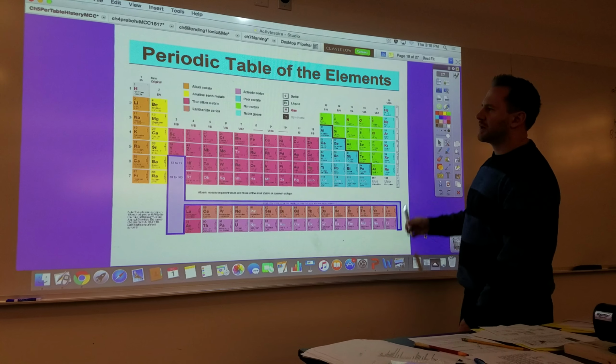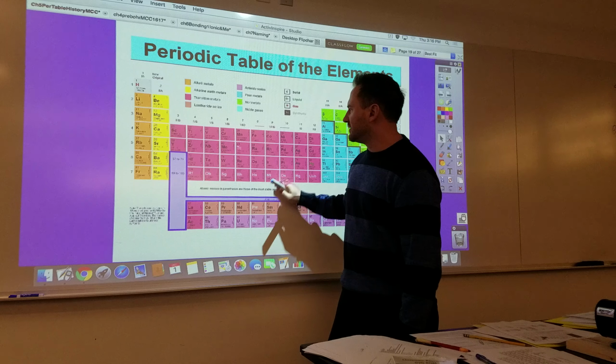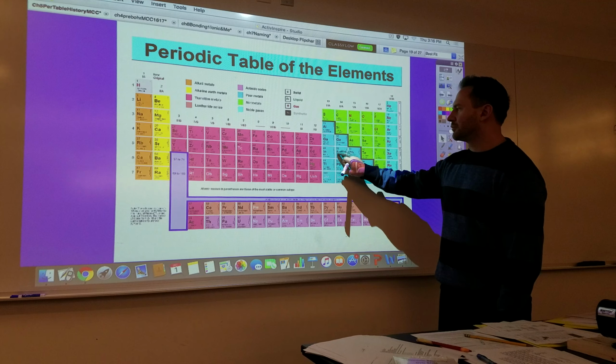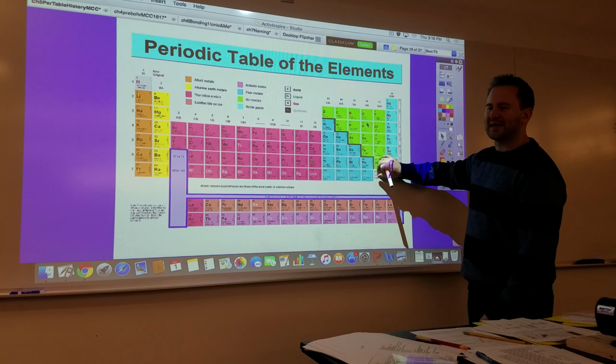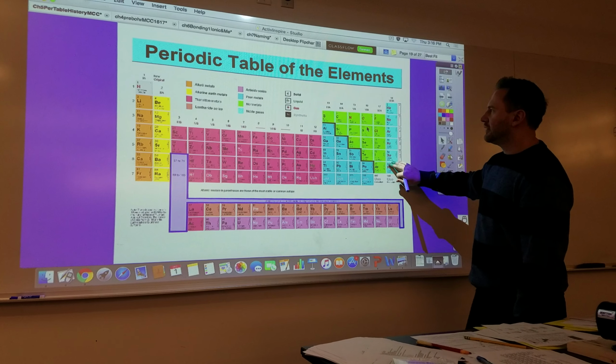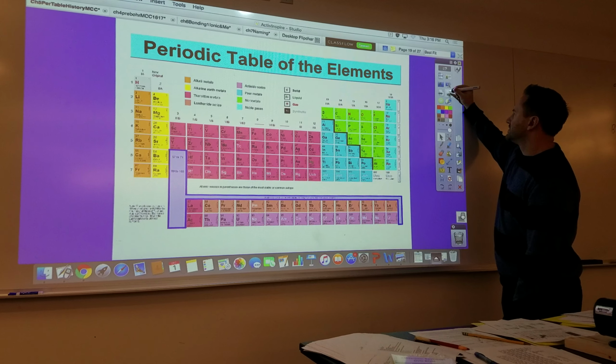Out of the main groups, we've got to know a few of them. We're going to learn about the alkali metals, the alkaline earth metals. These are your transition metals in here. These are your poor metals. And here you have your non-metals. But we're going to learn specifically about the halogens right here. And we're going to learn about the noble gases as well. Now we'll look at some of the properties of each of these.